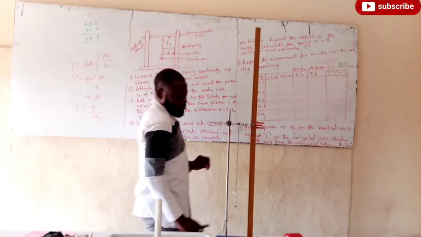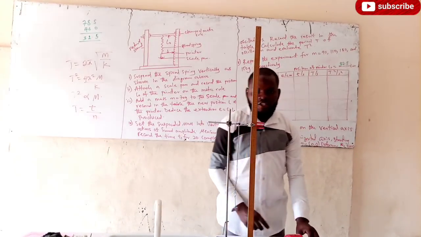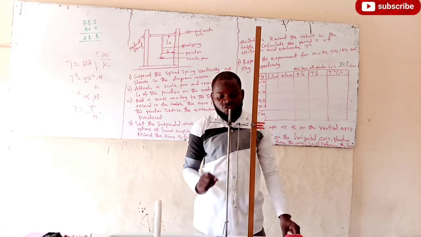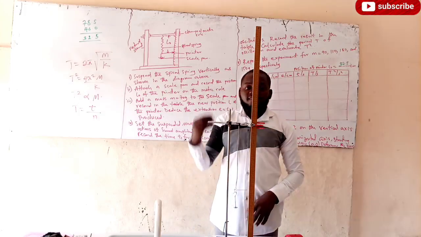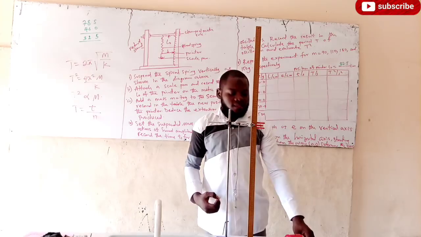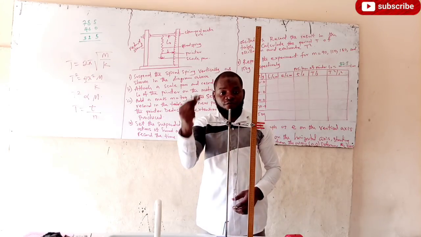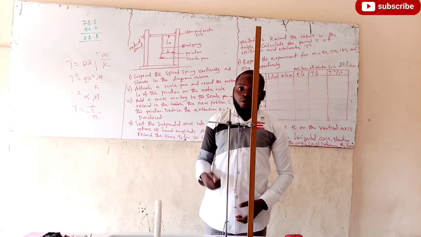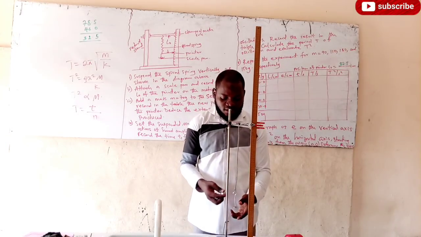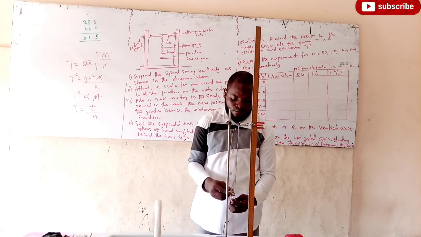So now let's quickly do that. I'm going to add a mass of 70 grams to this pan. Now this is a mass of 20 grams and this is a mass of 50 grams. So 20 plus 50 will give me 70. So I'll do that now.